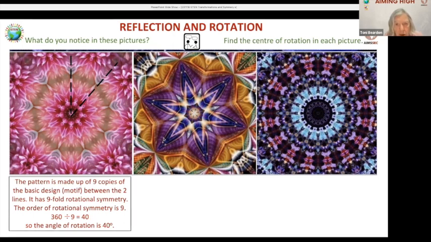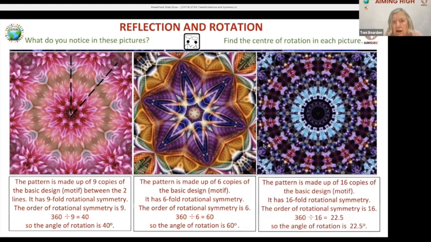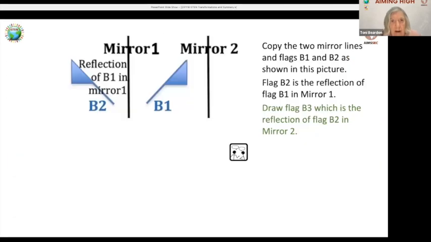Now, the one in the middle we talked about before, and you can see there that the angle between the 2 mirrors is 60 degrees, 6-fold symmetry. The one on the right takes a bit more counting, but it's actually 16-fold rotational symmetry. Now, we're going to ask you if you remembered about this one. Elizabeth, over to you.